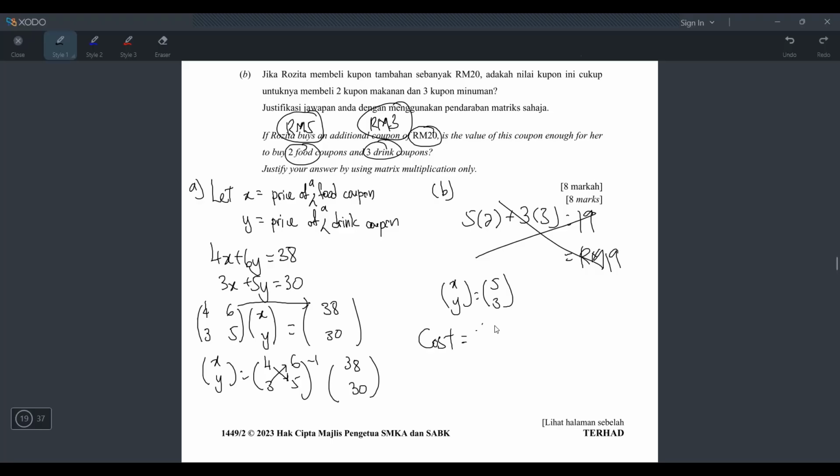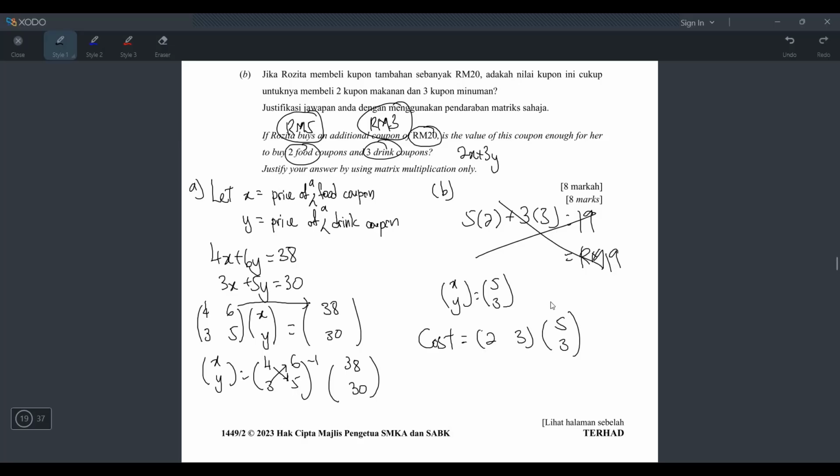It will be the 5, 3 times with what? Let me see. Now they want to buy 2 food, 3 drink, right? So 1 food is X, 1 drink is Y. So it'll be 2X plus 3Y. But we already know X, Y is 5, 3, using the matrix method. So this is how I write it. The 2X, 3Y, I'll write like this, 2, 3. And then this one, 5, 3, I'll write like this.